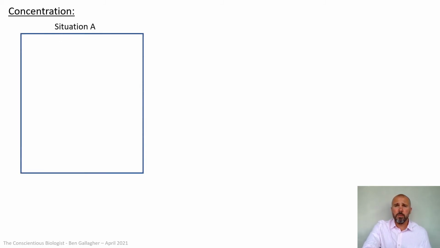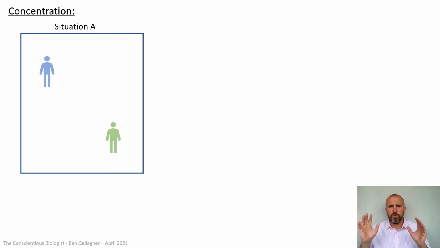We can go really quickly with concentration because it's really simple and it's basically about collision theory again. If I've got a situation at A here within this box, and within this box I've got one green guy and one blue guy, let's say one of them's an enzyme, one of them's a substrate. If they're just bouncing around in that box, just passively in any direction, no kind of sense of what to do, then the chance of them bumping into each other is quite small. Because there's not many of them in there, it's a low concentration.